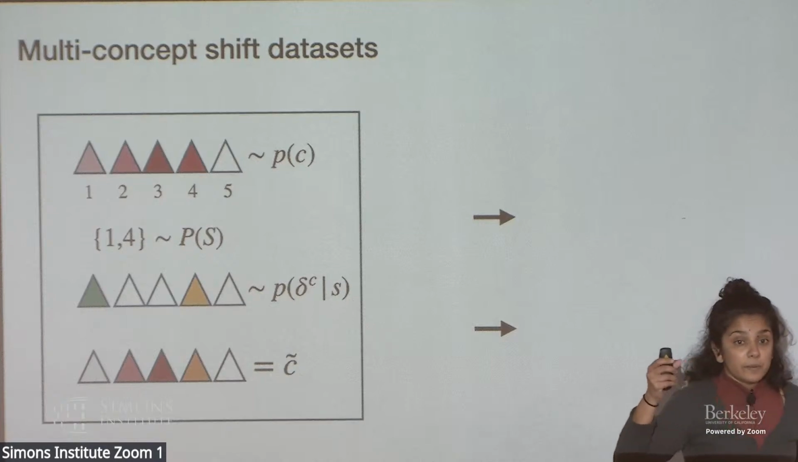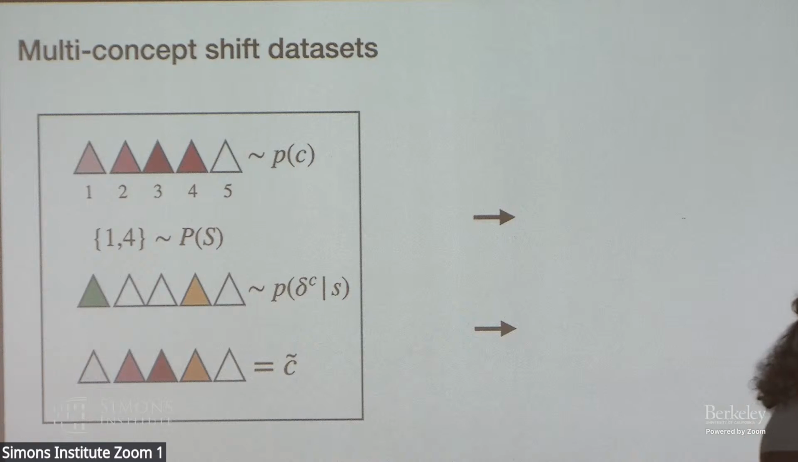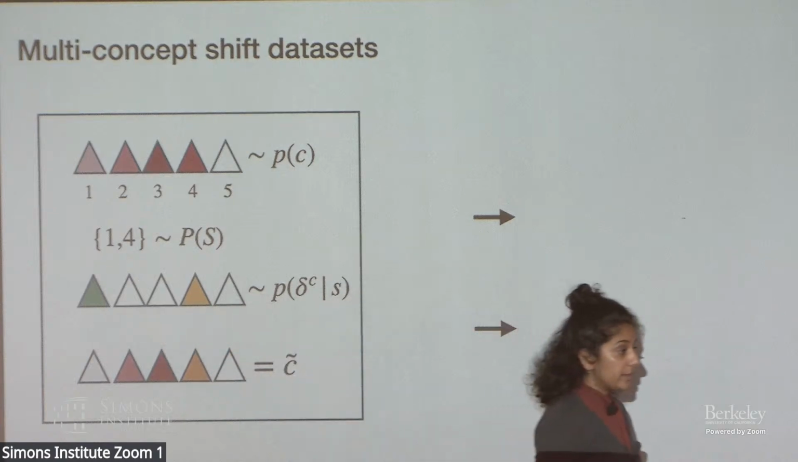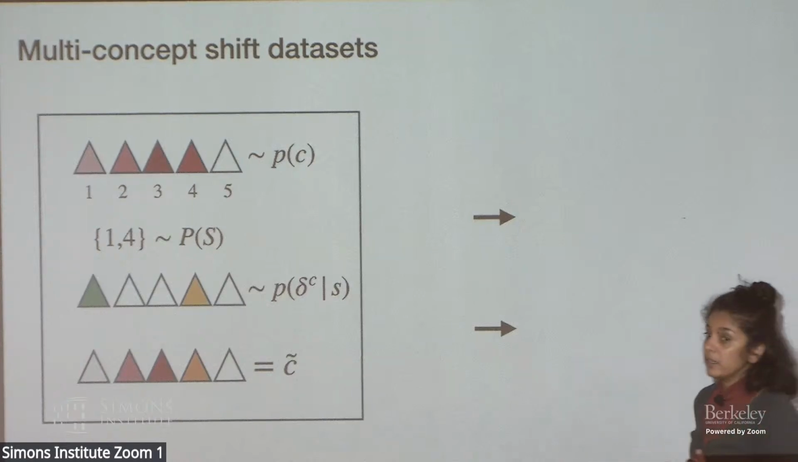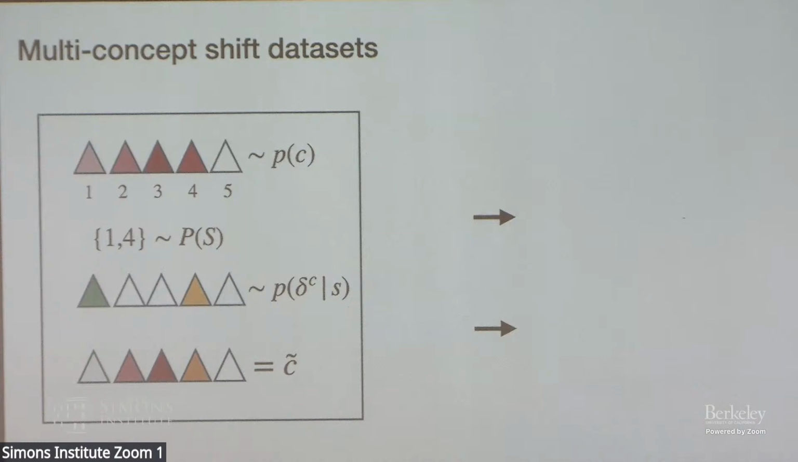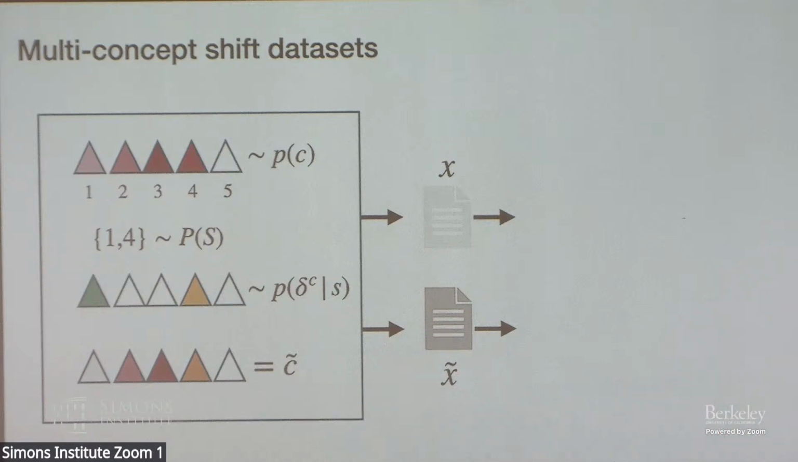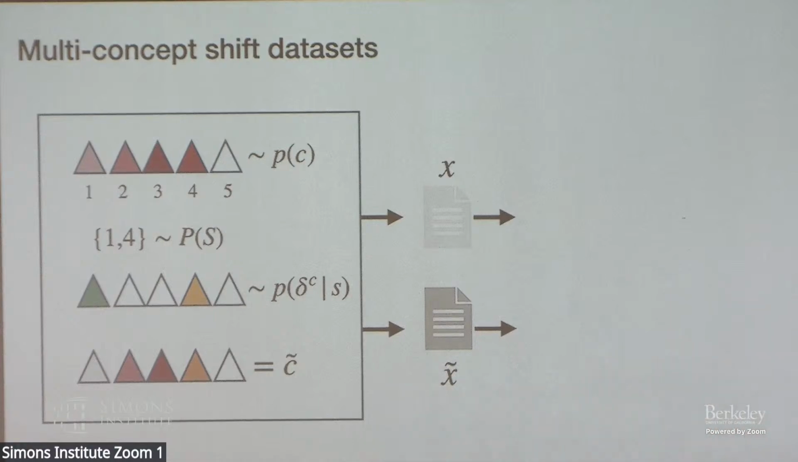Now, given the subset I've chosen, I'm going to sample a shift vector delta. This tells me how much I want to change concept number 1 and how much I want to change concept number 4. Everything else is going to stay the same. I apply delta C to the concept code that I drew, and I get C tilde. After this, there's some unknown mixing function that gives me text from these concepts. I'm not going to assume anything about this generative function. All I know is that I get X and some X tilde that are derived from C and C tilde correspondingly.